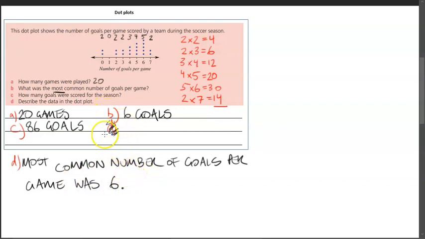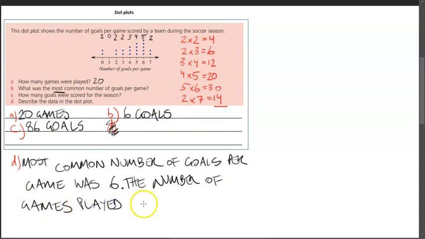We're also going to talk about the number of games that were played. So number of games played was 20. And then the last thing we want to talk about, you can mention how many goals were scored as well. There were 86 goals scored, all up.